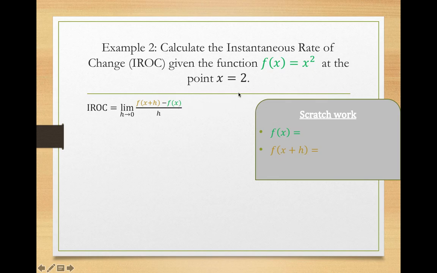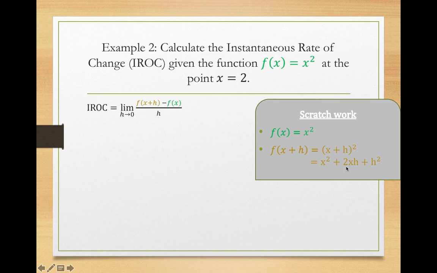Again, f of x is right here for us, which is nice. Great, f of x equals x squared. But what is f of x plus h? So this one's going to be a little bit different from the last one because we have that squared going on. So we get something that looks like this. If we plug in x plus h in for x, we're going to get x plus h squared.